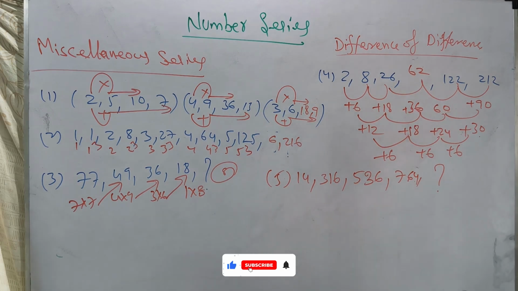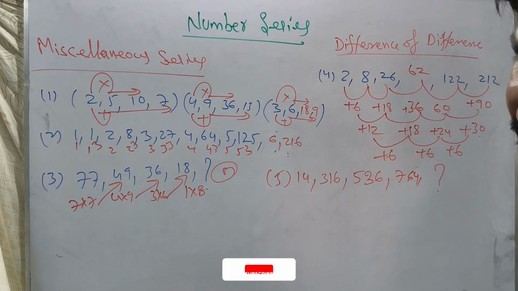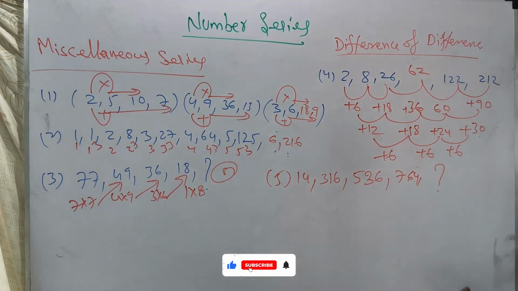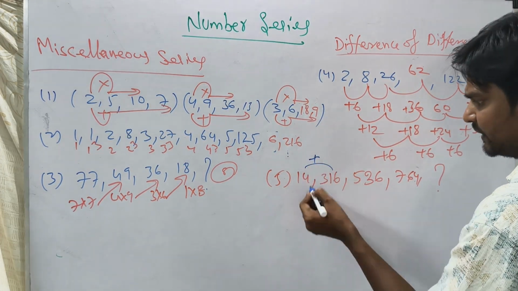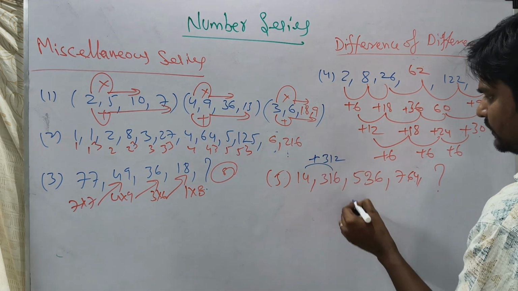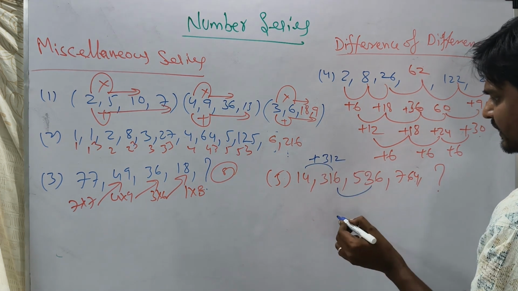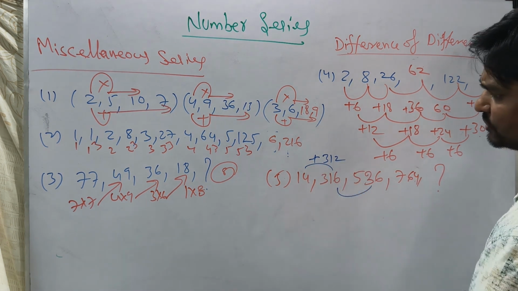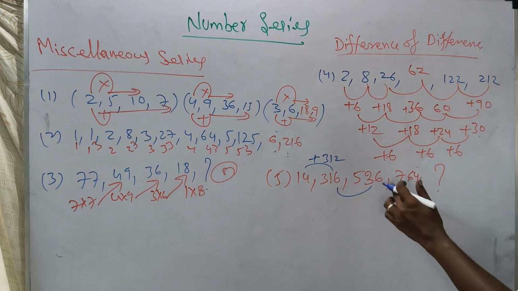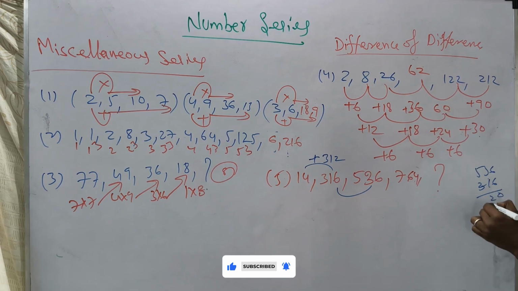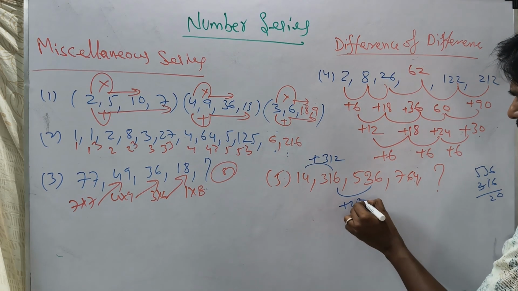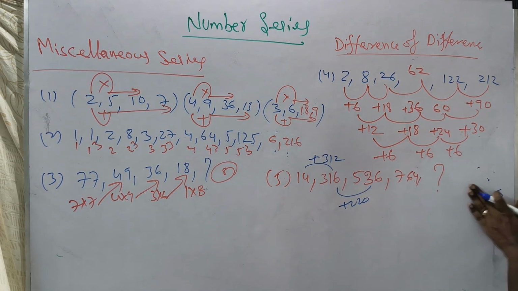See, if you do it this way, you may not get the answer. See, how by addition or subtraction or by multiplication? 14 to 316, how much? Increasing by 312. Again from here to here, increasing by how much? So you are getting some huge difference actually. 536 minus 316 means what? 220. Here to here adding by 220. But again here it is decreasing order.